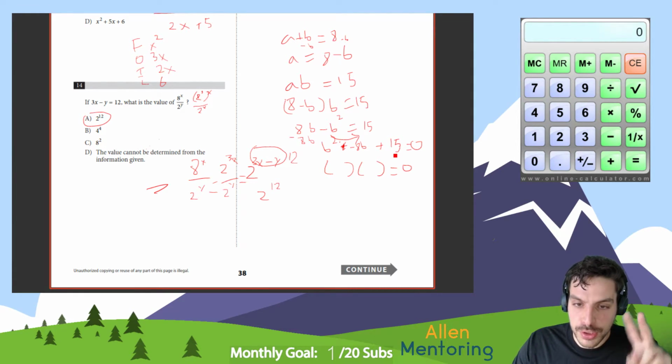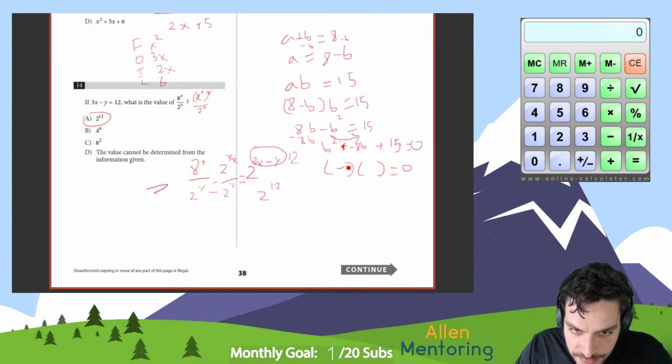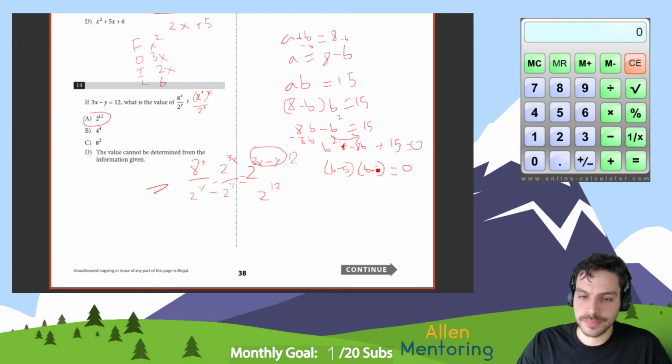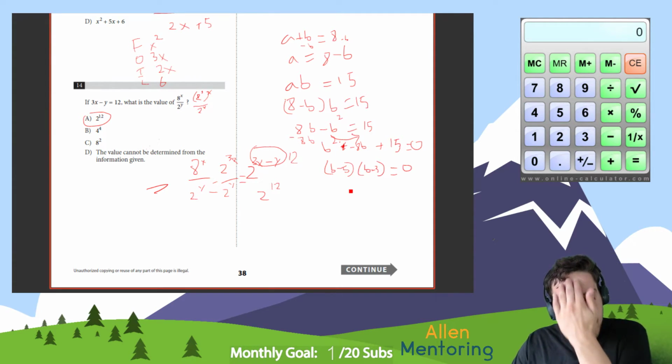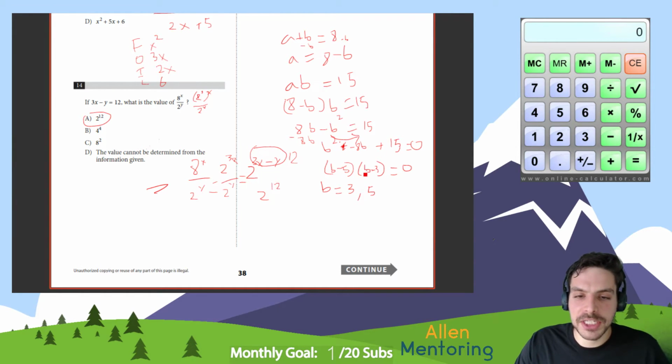We want two numbers that multiply to 15 but add to negative 8. So multiply to positive 15 but add to negative 8. And in this case, only minus 5 and minus 3 work out. So b minus 5 and b minus 3 is equal to 0. And if this is the case, we have two solutions for b. Ooh, how interesting. B could either be 3 or it could be 5, because both of these solutions will make this equation equal to 0.